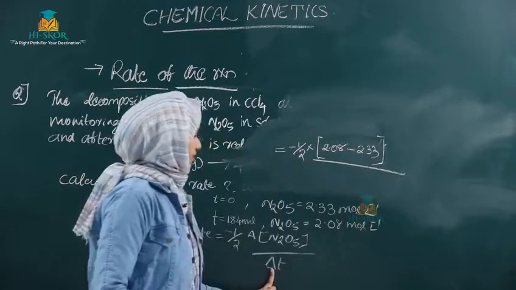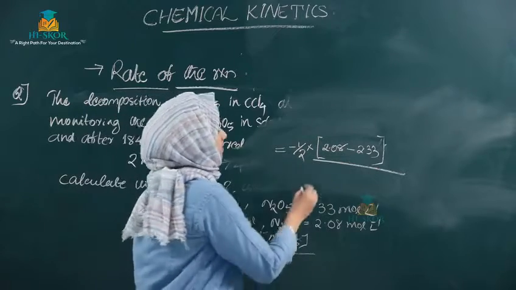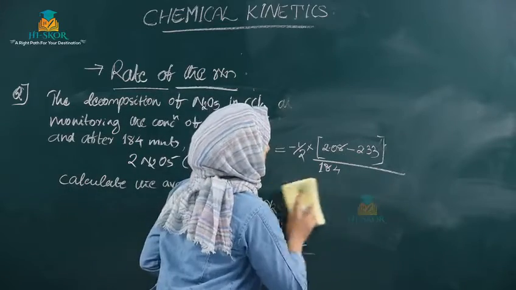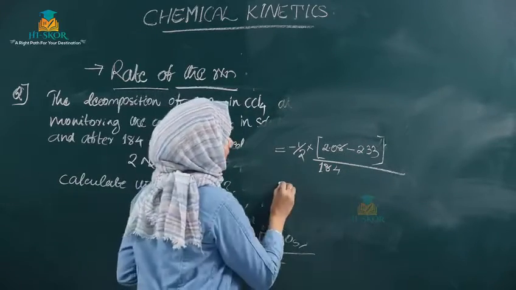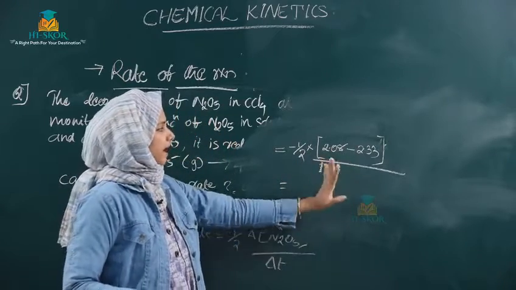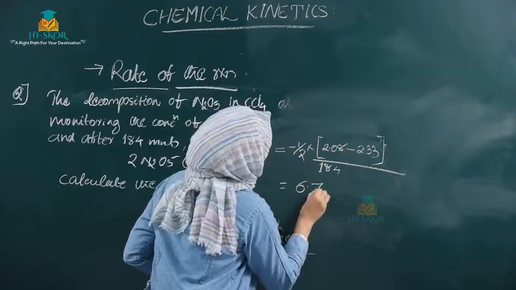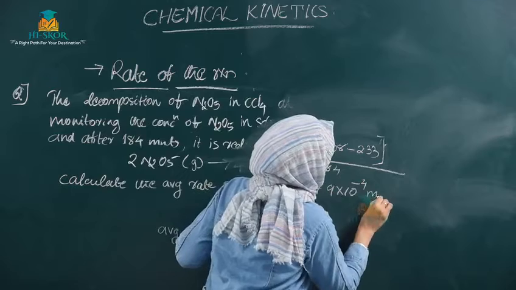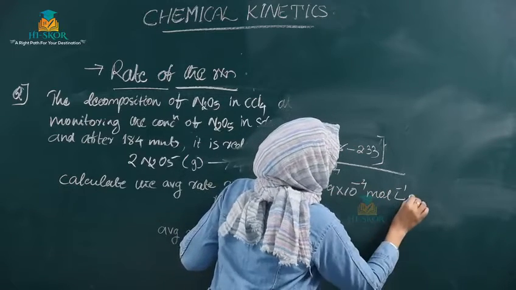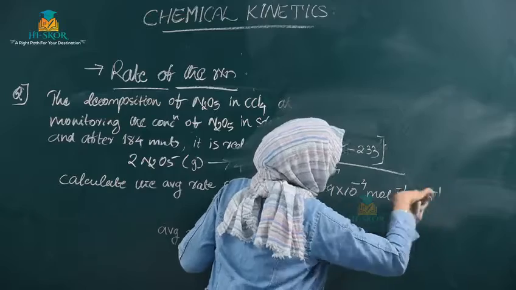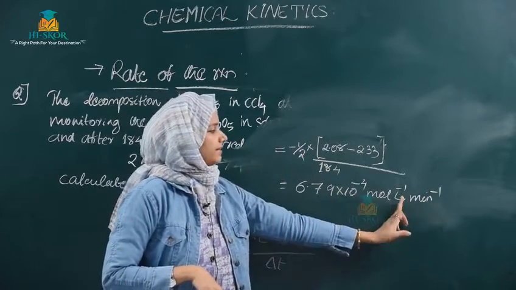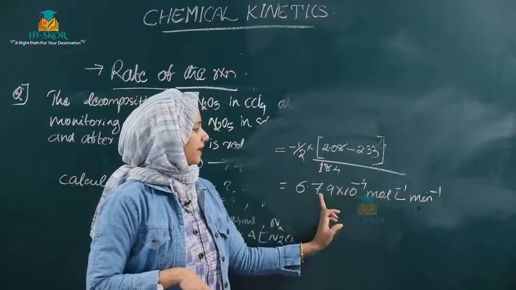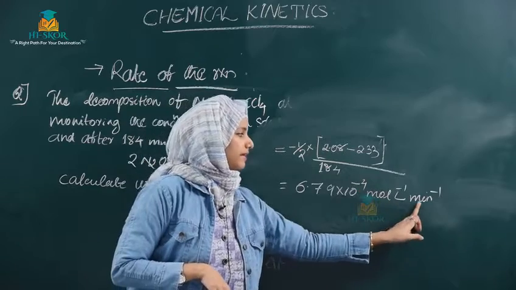So delta t, initially 0 time, then 184 minutes. So 184 minus 0 means 184 itself. So what is the value? By the simple mathematical calculation you will get 6.79 into 10 raised to minus 4 moles per liter per minute, because the time is given in minutes. So you have to get the answer in this unit.